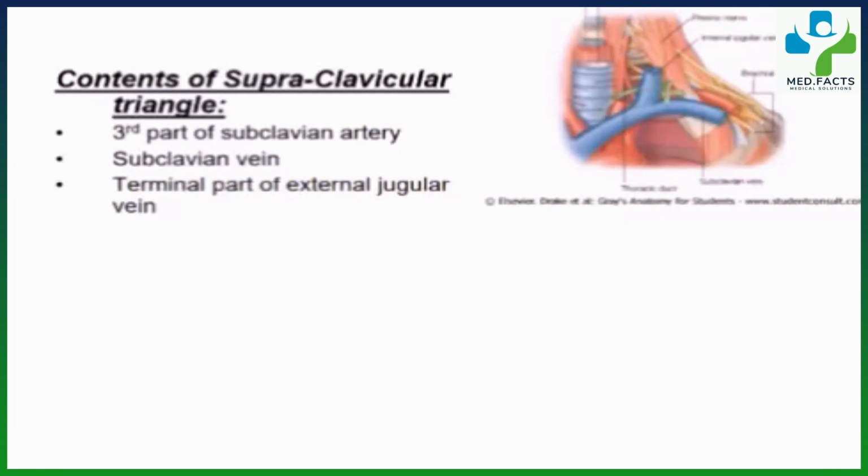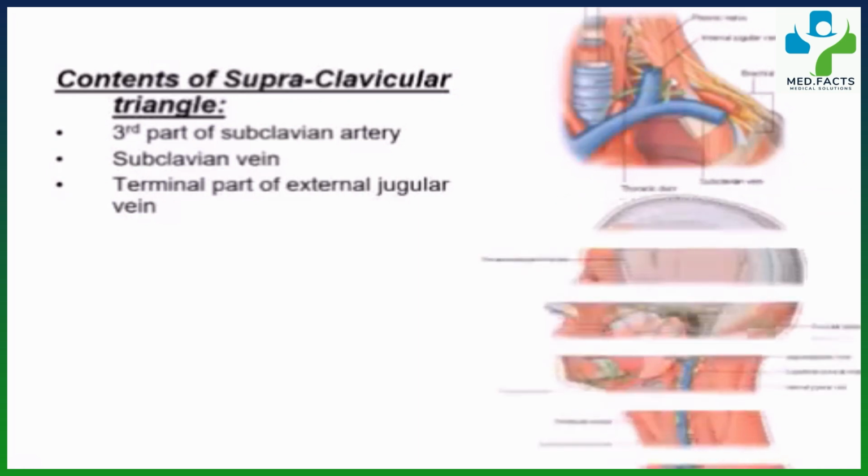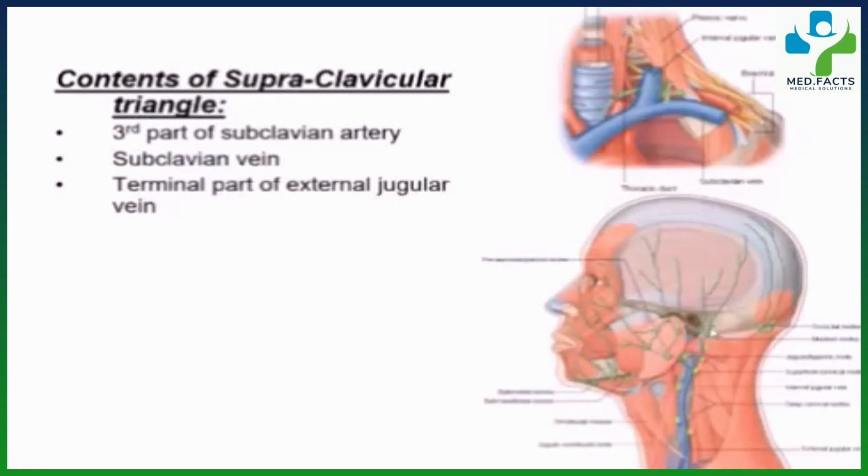Along with that, there is also the terminal part of the external jugular vein, the superficial vein, which will be draining the head and neck part. So here you can see in this picture the external jugular vein, which will be draining the head and neck.